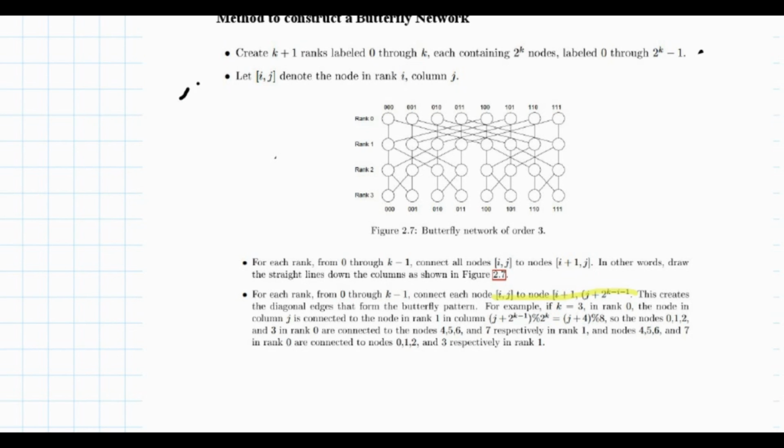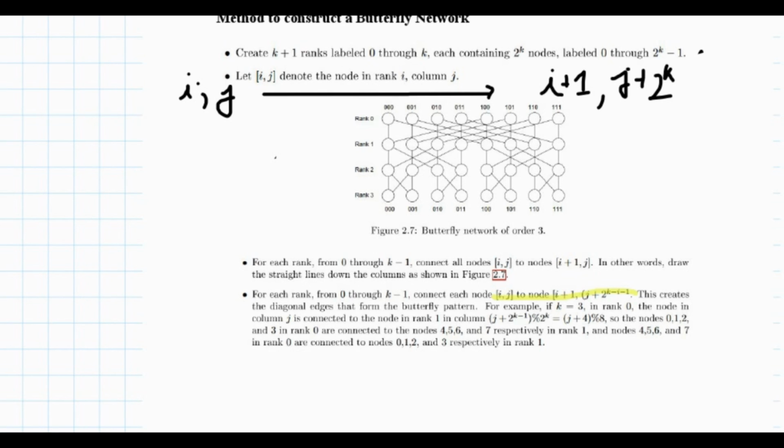Now, if we follow this convention, the node with rank i and column number j should be connected to the node which has rank i plus 1 and column number j plus 2 to the power k minus i minus 1, modulo 2 to the power k.